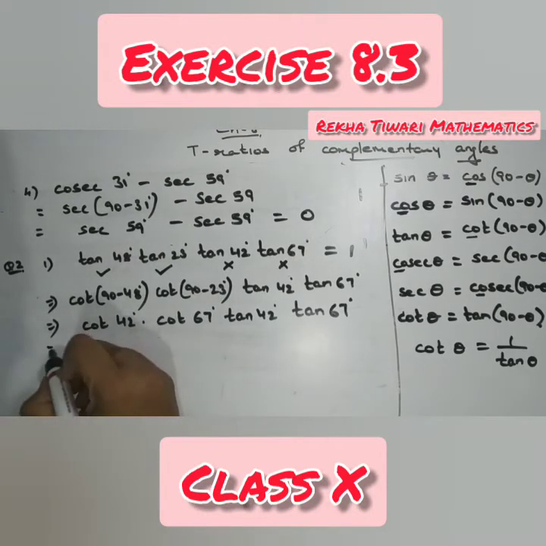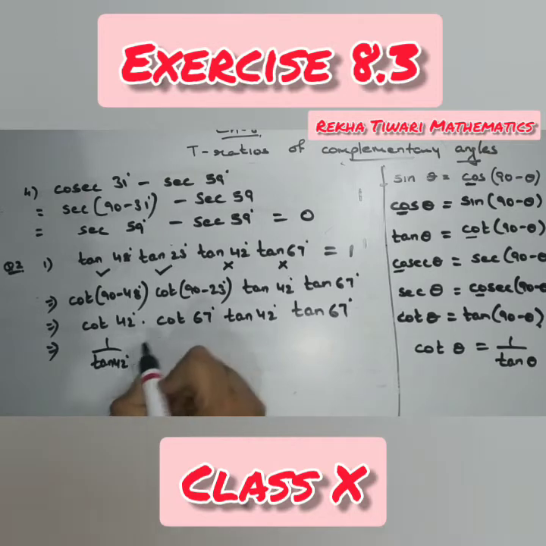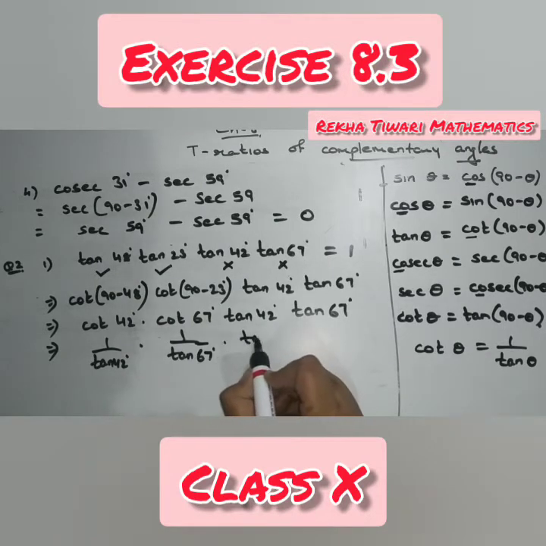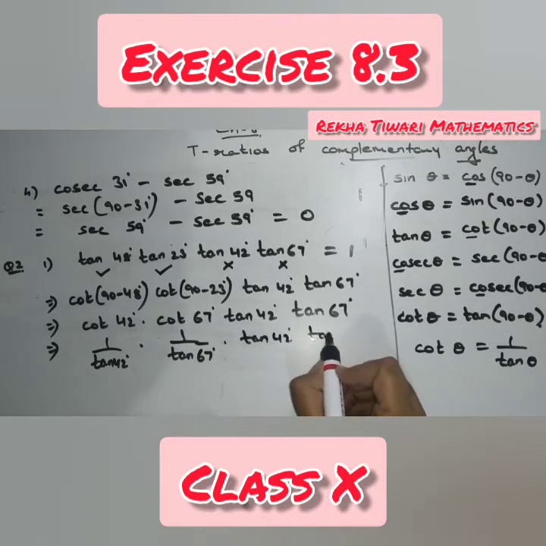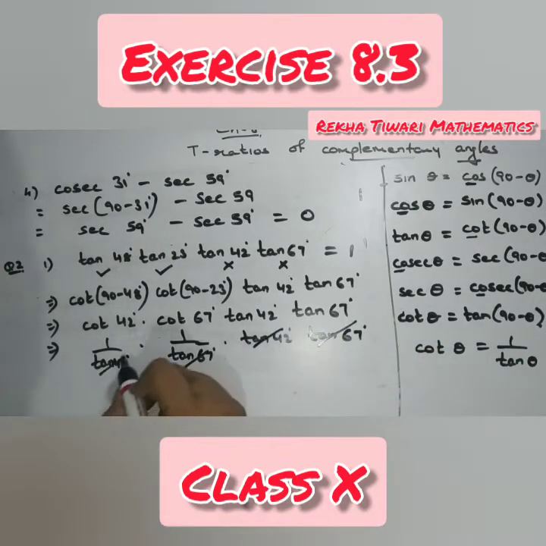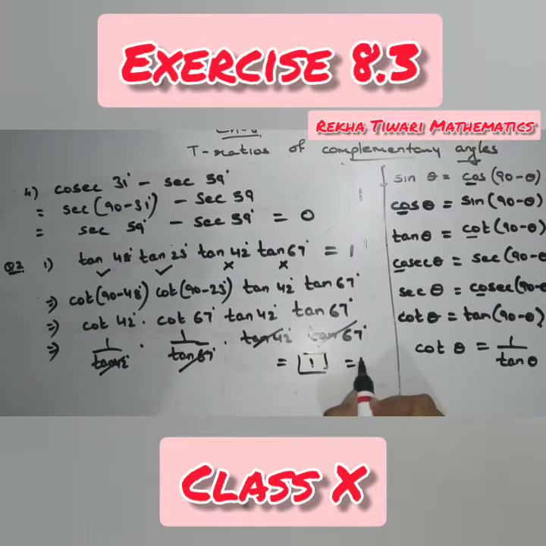So this could be written as 1 upon tan 42 into 1 upon tan 67, because cot is the reciprocal of tan. And let these two terms be like this, tan 42 degree, tan 67 degree. Look here, tan 67 cancels tan 67, tan 42 cancels tan 42. And if you multiply these, you will get 1, which is equal to RHS. Proved. Got it?